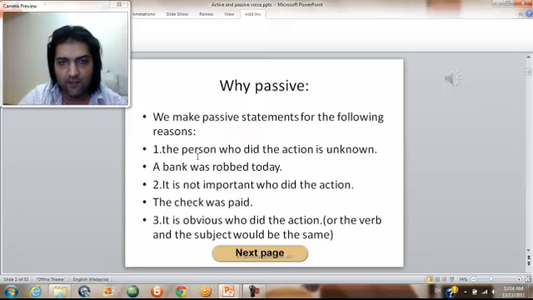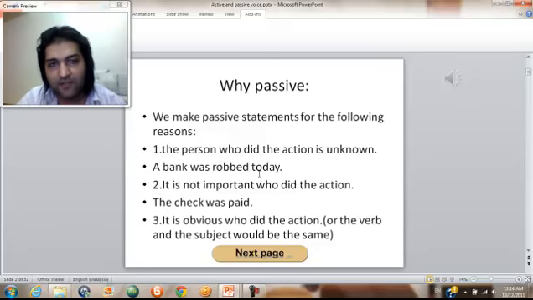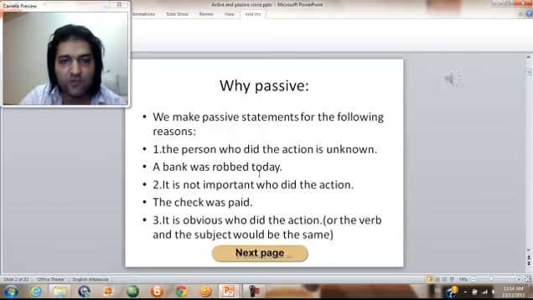1. The person who did the action is unknown. For example, when we say, a bank was robbed today, we don't have the slightest idea who robbed the bank, who did it. So who robbed the bank is unknown. That's why we use a passive form.